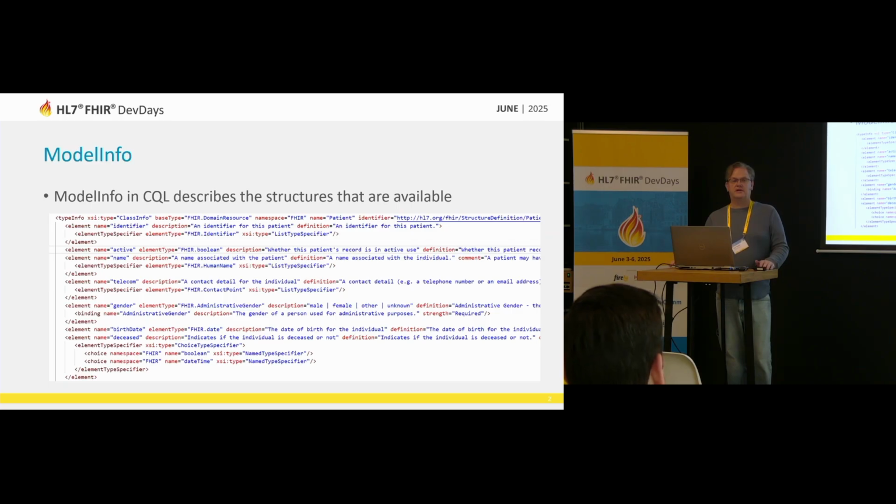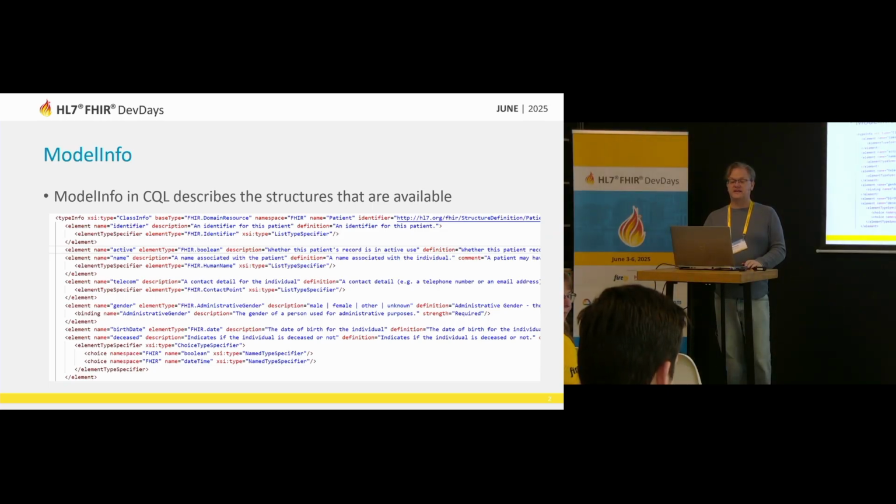So CQL as a language doesn't care what data you're running against, but because of that, it needs the definition of what data you're running against. So whenever you're writing a CQL library, you need to provide the model information for what you're writing against. Most of the things that we see within the FHIR space, we just say using FHIR version 4.0.1. And that means there's a model info file named FHIR that actually describes all of the classes that are available.